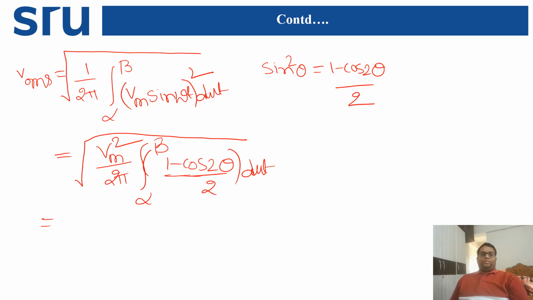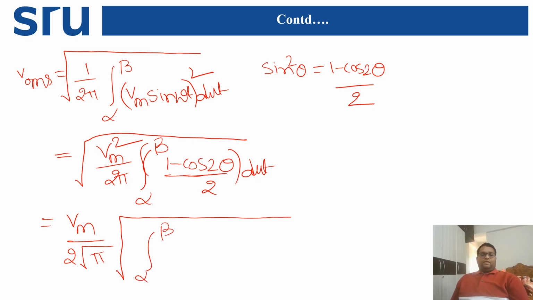Next, the square root of Vm we will take outside. Here 2 into 2 is 4, which will come out as 2. After that, the square root of pi we take separately, then you will get an easy understanding. Integration from alpha to beta of d omega t minus integration from alpha to beta of cos 2 theta d omega t. 2 theta is nothing but 2 omega t. So this is the way we can write it here.